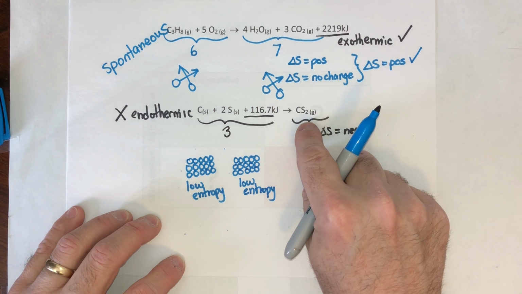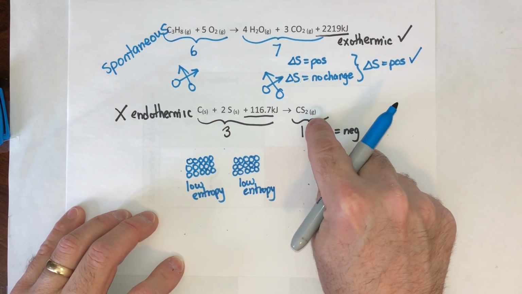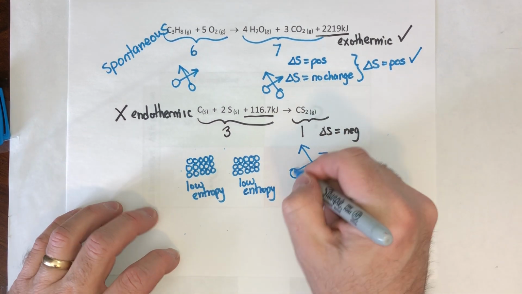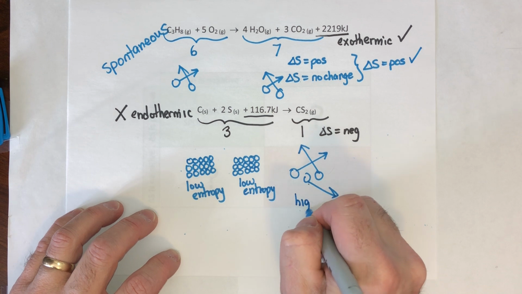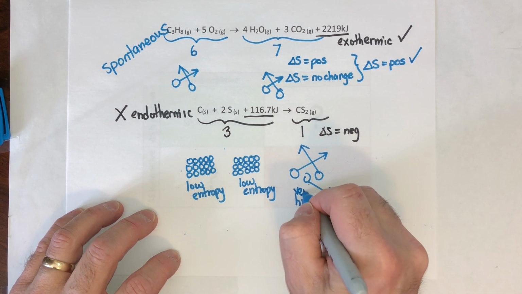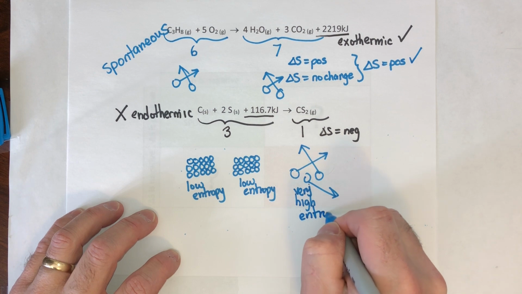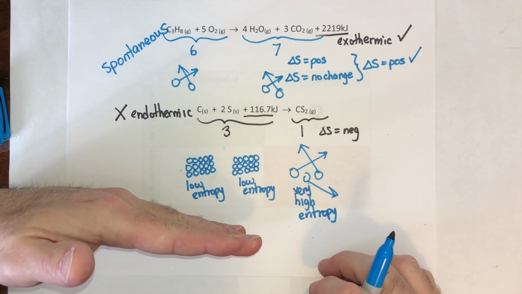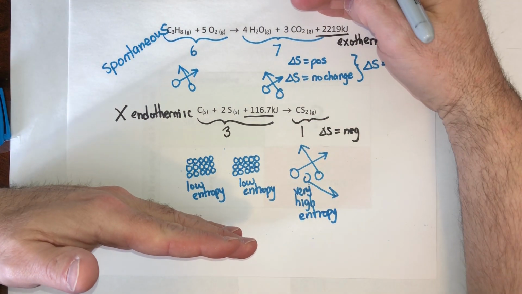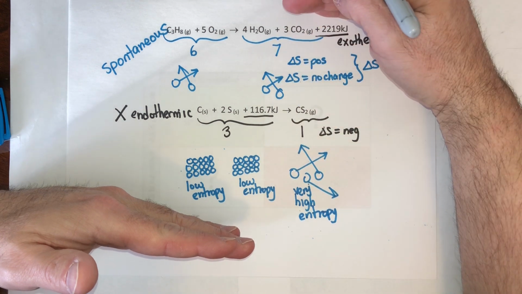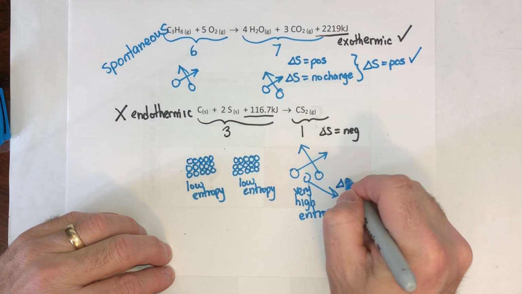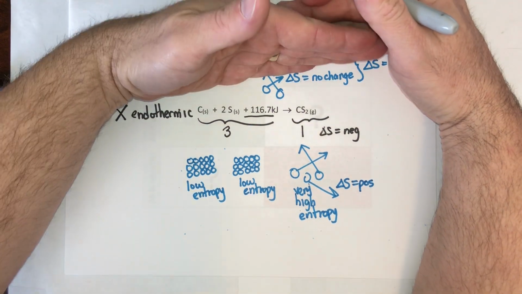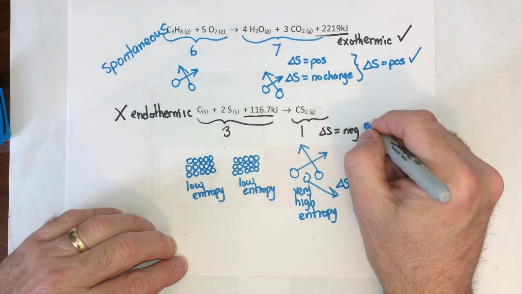But what is your product? Your product is a gas. Gases move very quickly. They move very far. These things have high chaos. This would be high, I should actually say very high entropy. So you're going from very organized solids, which is very low, to something that has a very high entropy. So the entropy is going to go way up. So this is telling me that my delta S should be positive, right? Low entropy to high entropy, positive. Okay, well, I've got a bit of a disagreement here.